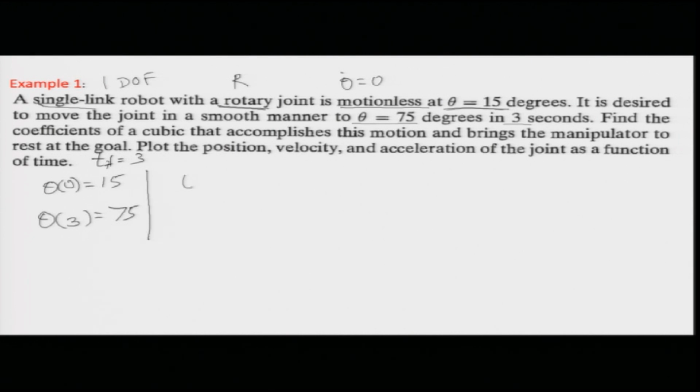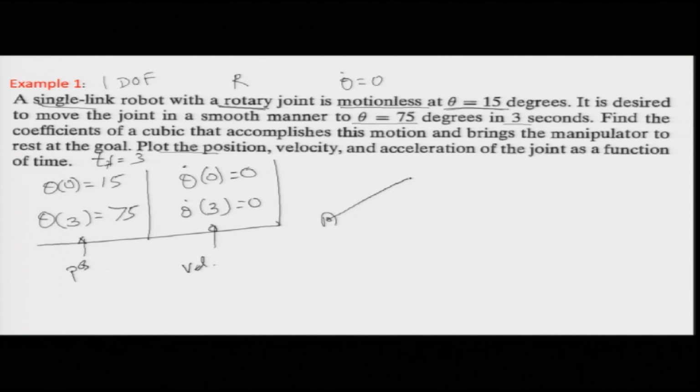What are the other 2 constraints? Theta dot at 0 is equal to 0; it is at rest when it starts and it is at rest when it stops. So, at 3 seconds also it is at rest. So, we have 4 constraints, 2 on position and 2 on velocity. It says find the coefficients of a cubic that accomplishes this motion and brings the manipulator to rest, and after finding that we are supposed to plot the position, velocity and acceleration of the joint as a function of time.